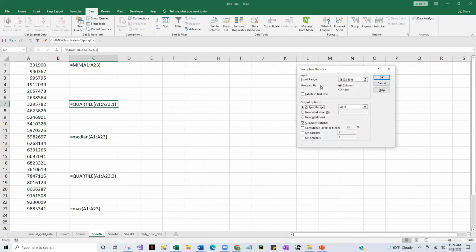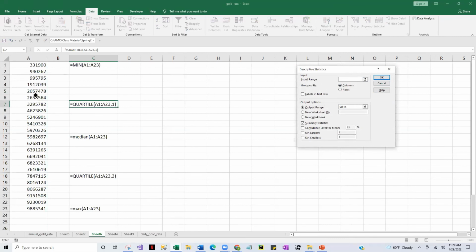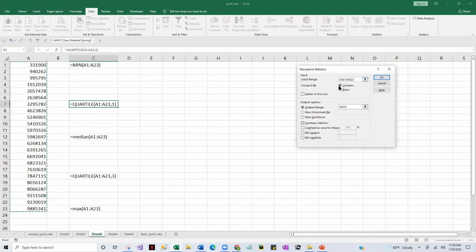And you are going to give the input, like the input range. You're going to select the input range. So the input range is going to be here. So that is my input range. This is the input. And the output, where do you want your output? I'm saying I want my output here. So I have my output here. And you want the summary statistics.